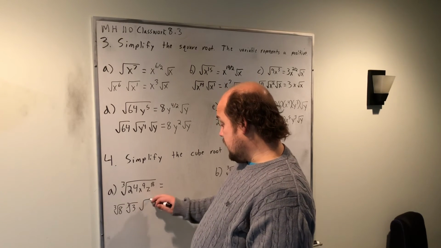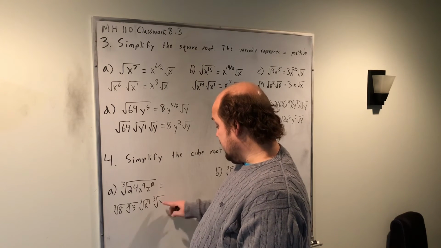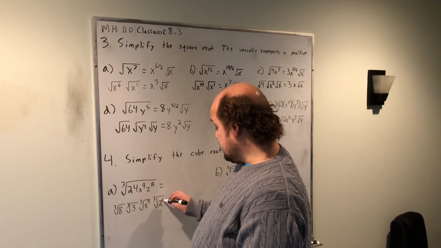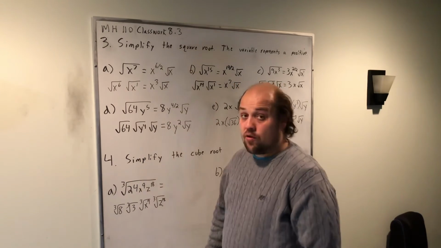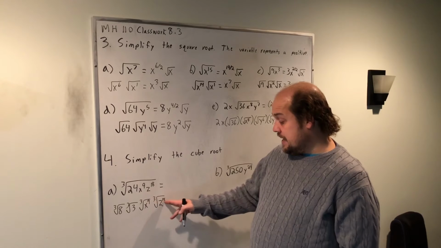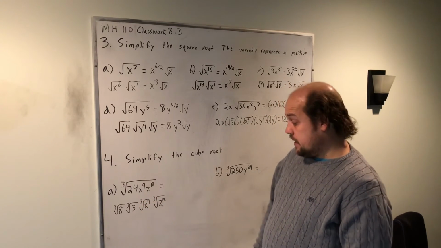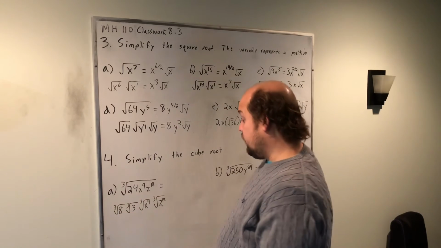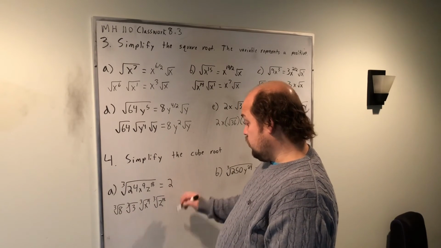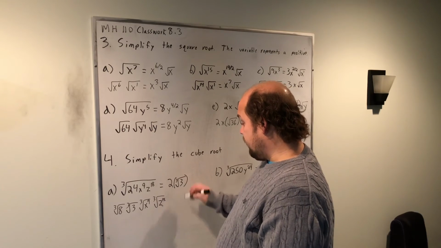I then can take the cube root of x to the 9th and the cube root of z to the 18th. In this case, I'm not looking for them to be even or odd. I'm looking for them to be multiples of 3. Both 9 and 18 are multiples of 3, so they're not going to leave anything behind. When I take the cube root of 8, that just becomes 2. This cube root of 3 stays in the problem. I can't go any further with that.